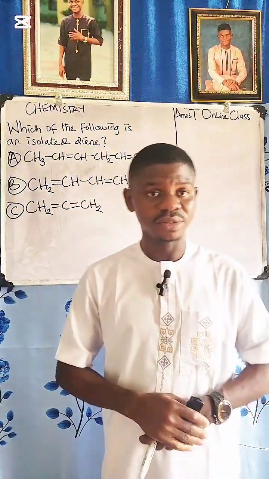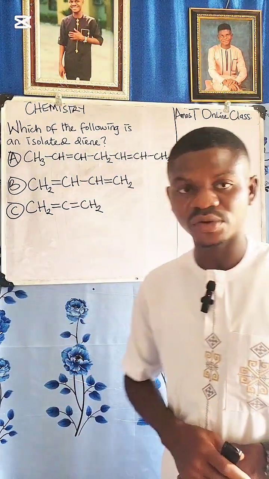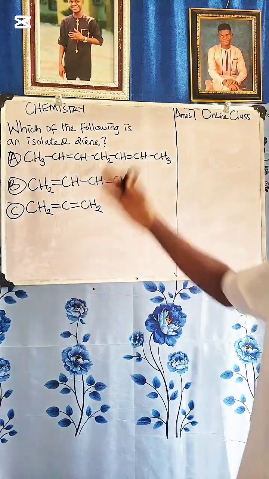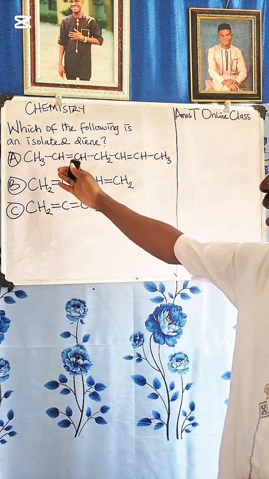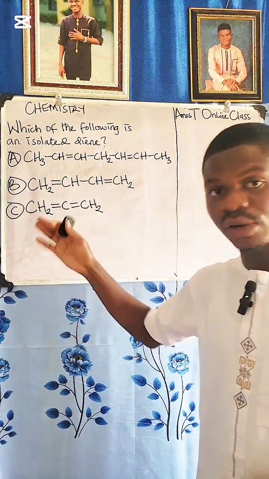In today's video I'm going to teach you how to differentiate between isolated, conjugated, and cumulated dienes. Now we have a problem on the board. The question says, which of the following is an isolated diene? We have option A, option B, and of course C.